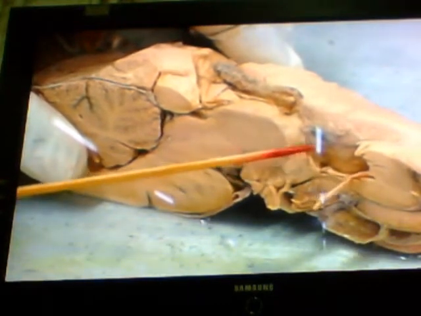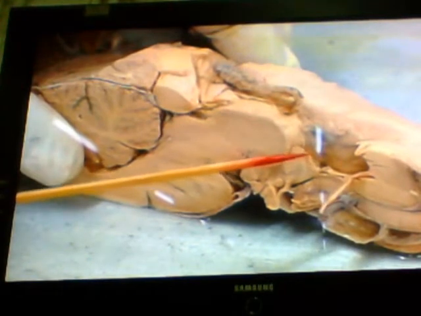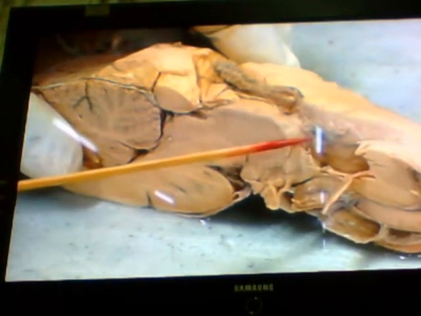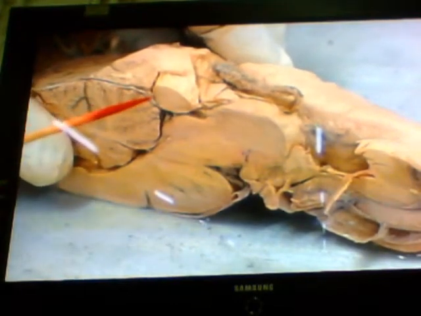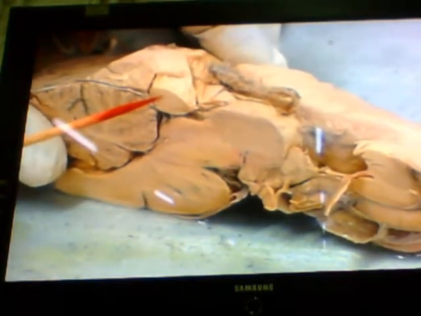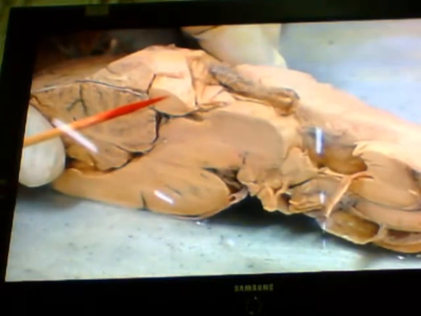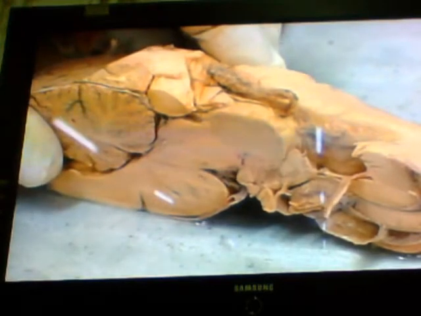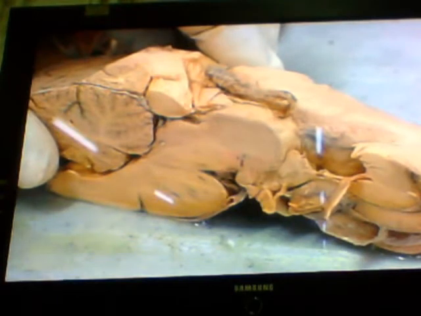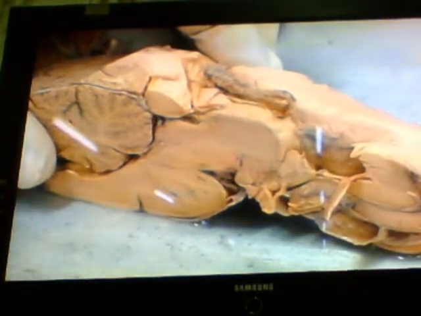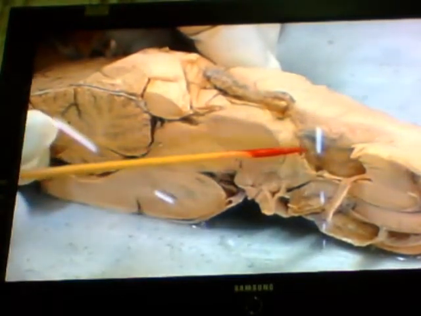Now you see a white thing in the middle here? You can see the dark stuff, and you can see the white thing right here. That is the stria terminalis. You weren't seeing it so well on the first cut, which is why I wasn't so impressed by that one, because it wasn't clear. But here you can see it clearly coming around.